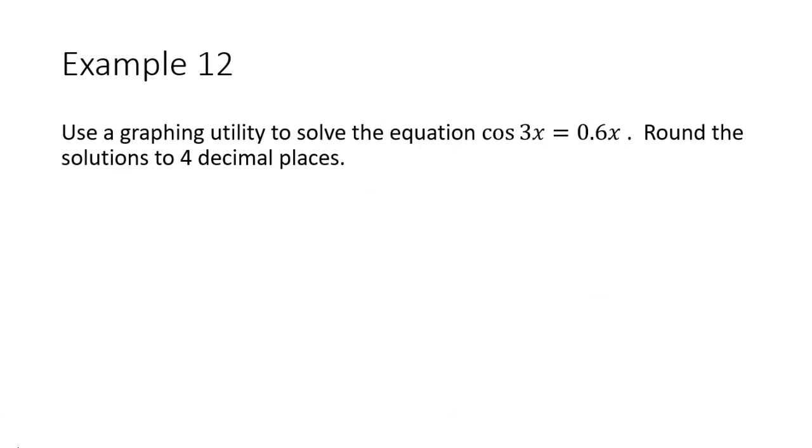Example 12. Use the graphing utility to solve the equation. The cosine of 3x is equal to 0.6x. Round the solutions to 4 decimal places.